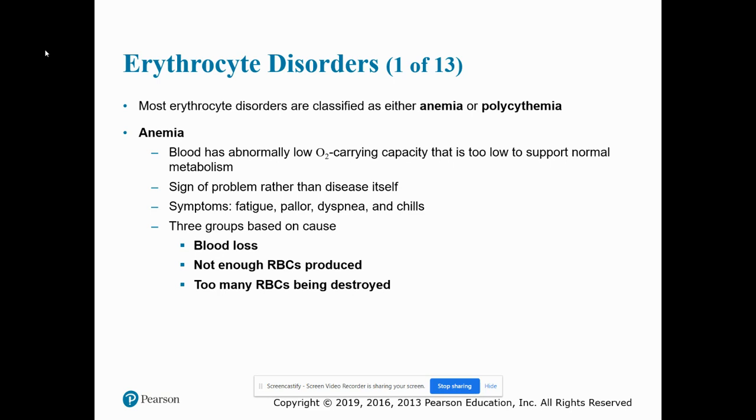And anemia is blood that has abnormally low oxygen carrying capacity, too low to support normal metabolism. So we go back to the situation where the tissues are going to be hypoxic. This is a sign of a problem rather than a disease itself. So this means that something is going to be causing the anemia. Symptoms of anemia are fatigue, pallor, dyspnea, and chills. And there are three groups based on the cause: one is blood loss, another is not enough red blood cells produced, and finally we have too many red blood cells being destroyed.